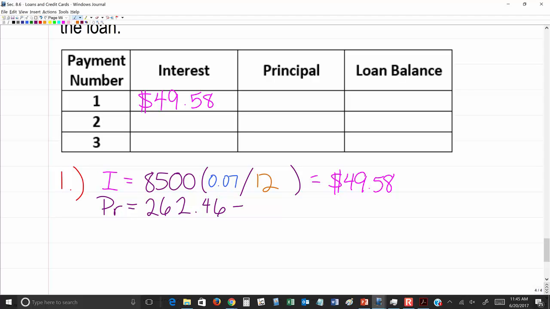And out of that, $49.58 of it is going to pay off the first month's interest, and the rest will be applied to the principal. So that's $212.88. So out of your first month's payment, $49.58 is going to interest, and $212.88 is going to the principal.